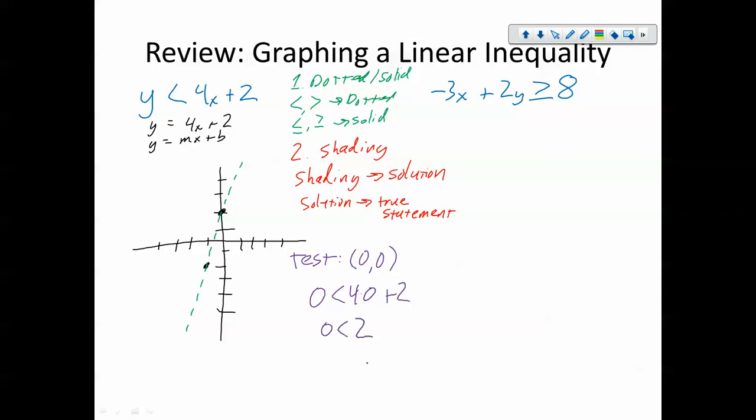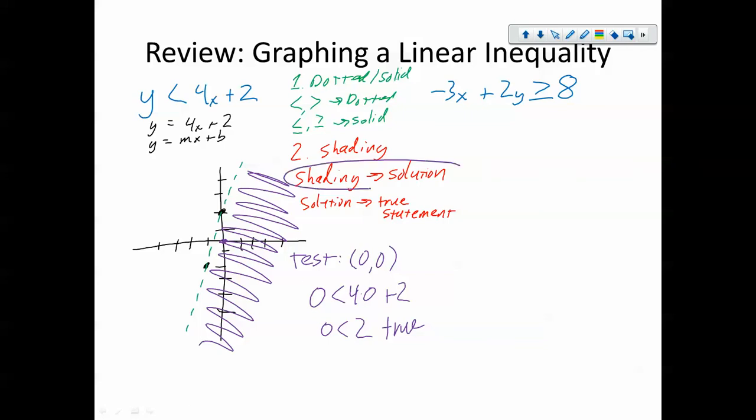So we plug it in and see if it makes a true statement. So this is 0 is less than 2. Is that a true statement? It is. That means the point 0, 0 is a solution, and that also means everything on this side of the line will also be a solution. So this would be my solution over here. Shading equals solutions. All of the points in the shaded region make solutions. The point 0, 2 is not a solution because it's on the line, and remember, dotted lines do not equal solutions.